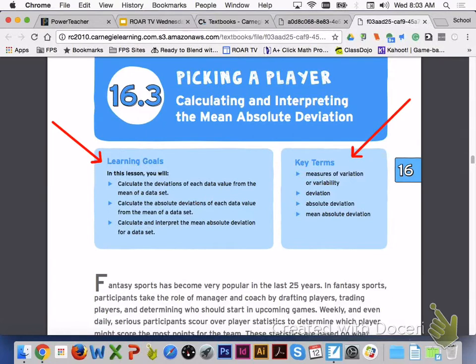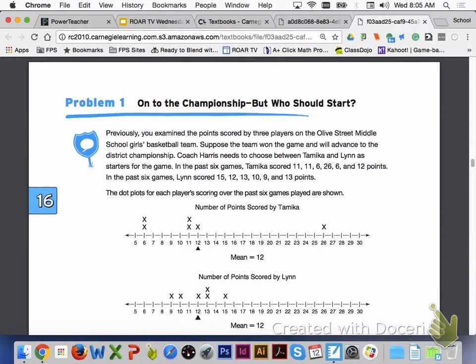Key terms to look for in lesson 16.3: measures of variation or variability, deviation, absolute deviation, and mean absolute deviation. Please turn to page 1096, problem 1, on to the championship, but who should start?